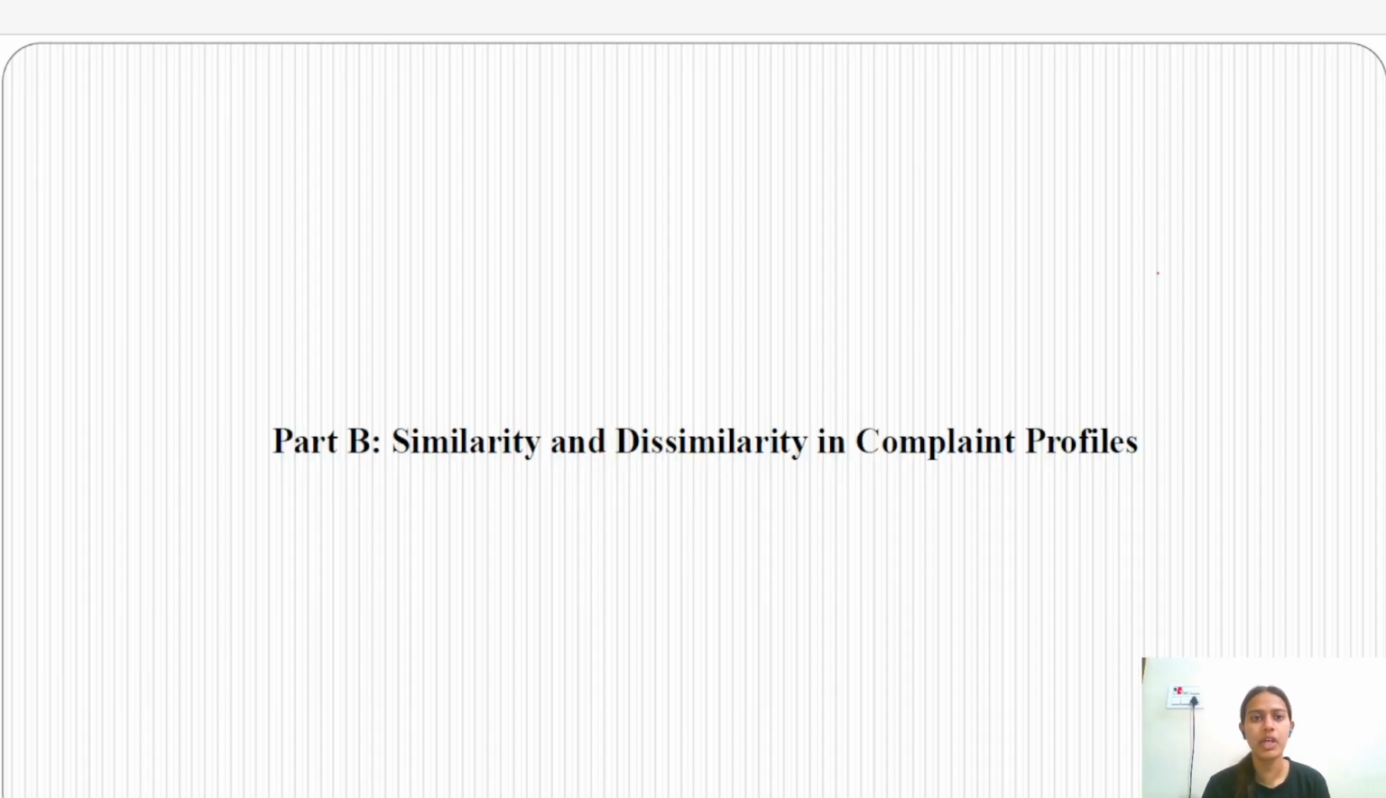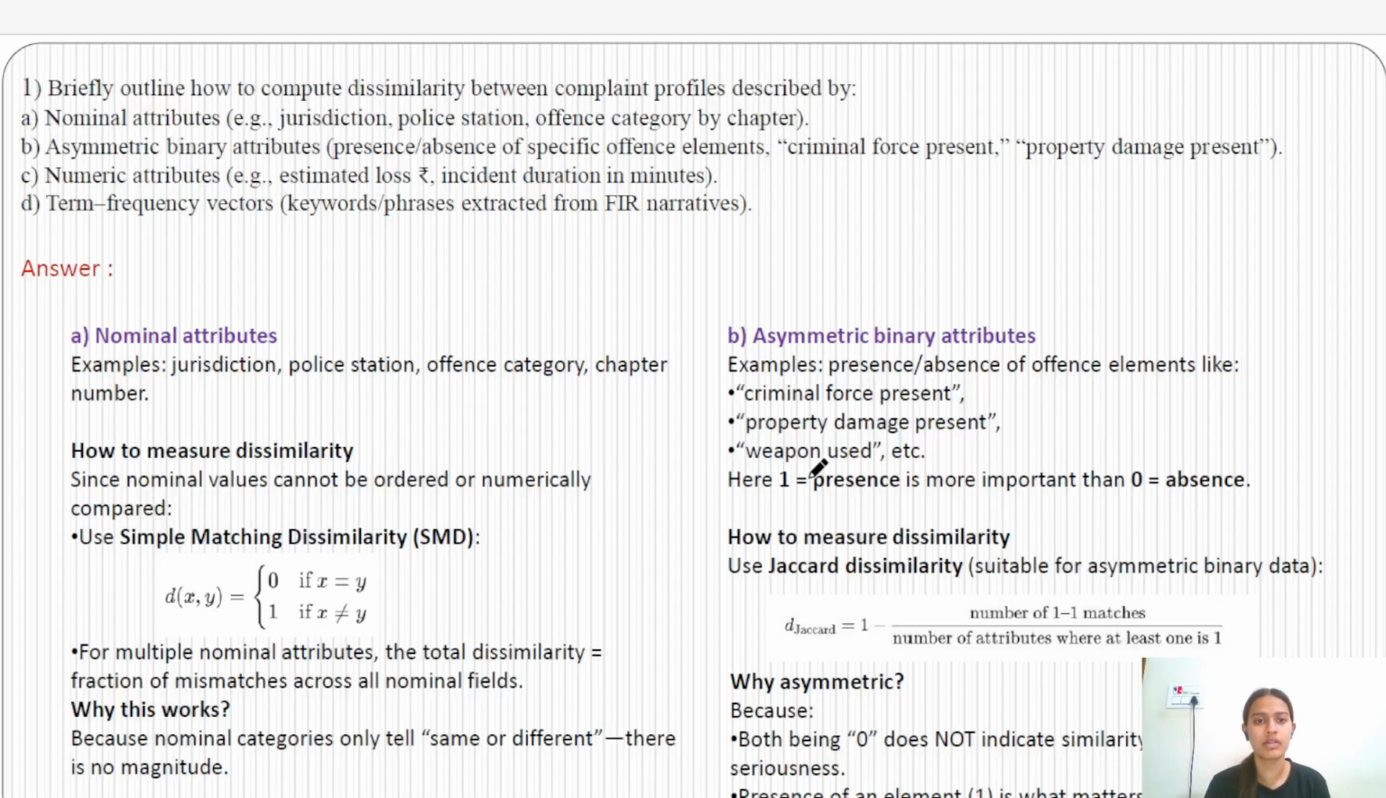Hello everyone. So we will continue our solution for internal one paper of data science and we have already completed part A. Now we will see part B, which is dissimilarity and similarity in complaint profiles.